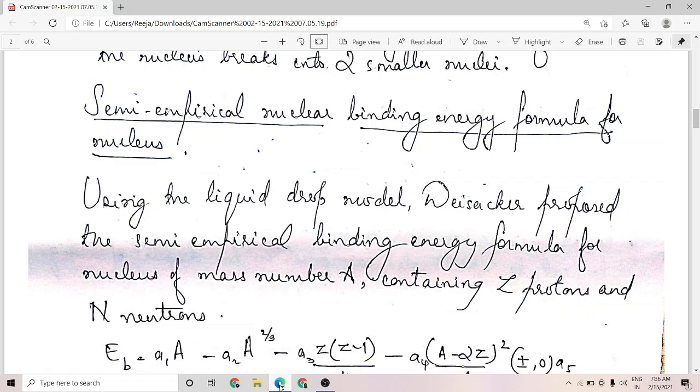It's not an exact formula. It's a semi-empirical formula for the binding energy of the nucleus. Now, of any nucleus having mass number A containing Z protons and capital N neutrons.